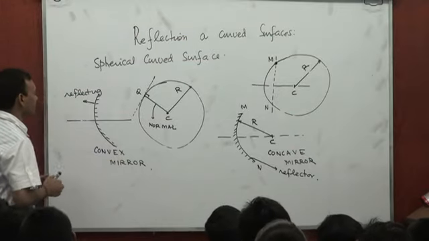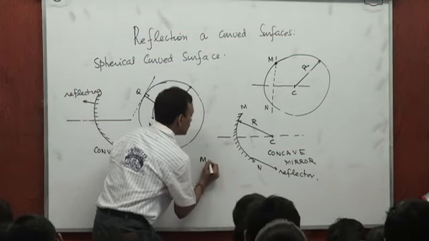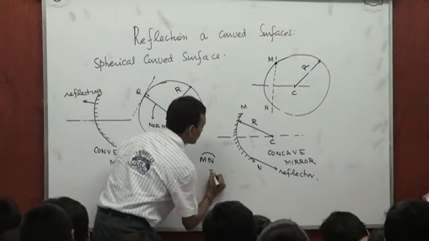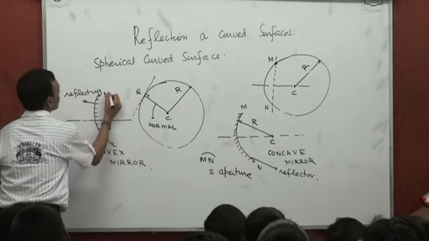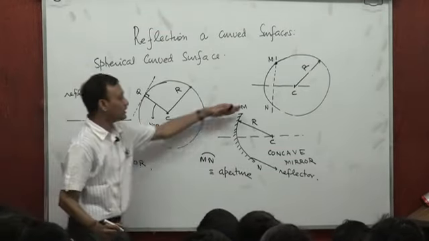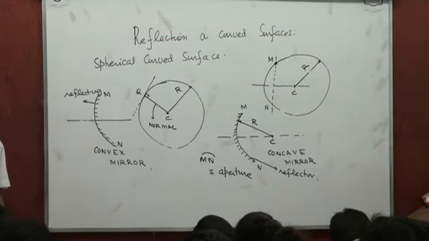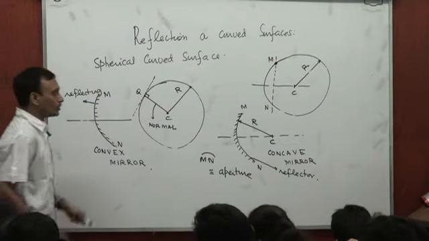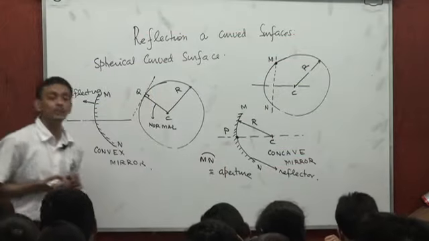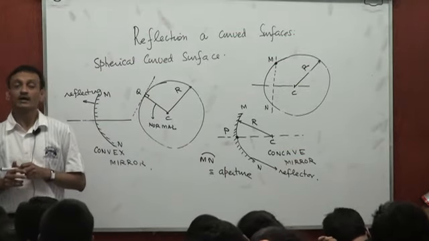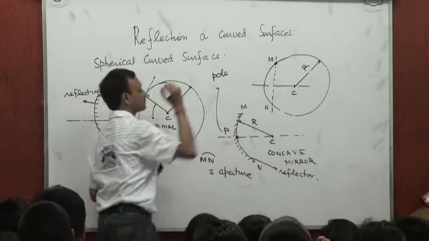Alright. This portion MN is called the aperture of the mirror, be it this or that. The midpoint of MN, P, is referred to as the pole of the mirror.